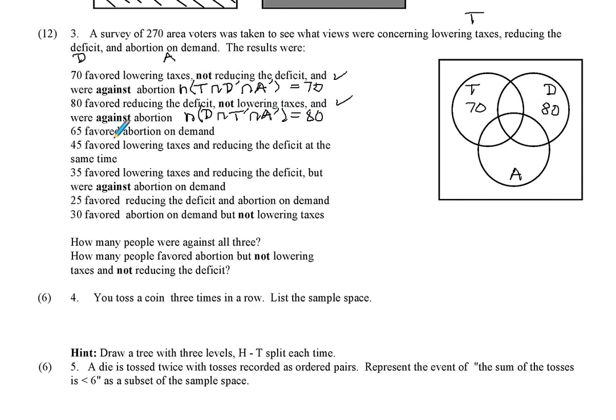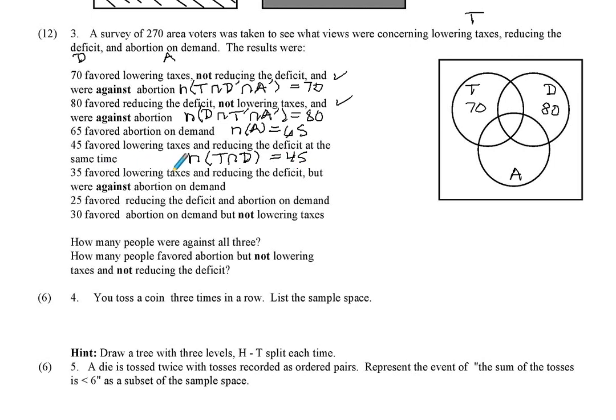And then 65 favored abortion on demand. So that's not saying only abortion. That's saying 65 is this whole circle, which has got 4 pieces. So we can't use that yet. So let's keep going. 45 lowering taxes and deficit at the same time. So, well, let's write this out in symbols here. So this is the number for A, and that was 65. Haven't done that one yet. This is going to be taxes and deficit at the same time. So that's T intersect D. So T overlap D. That's going to be these 2 pieces here. Can't do that yet, but that's 45 total.